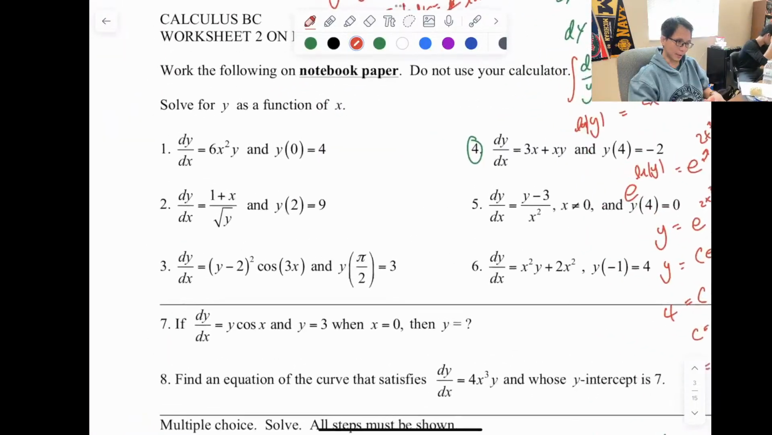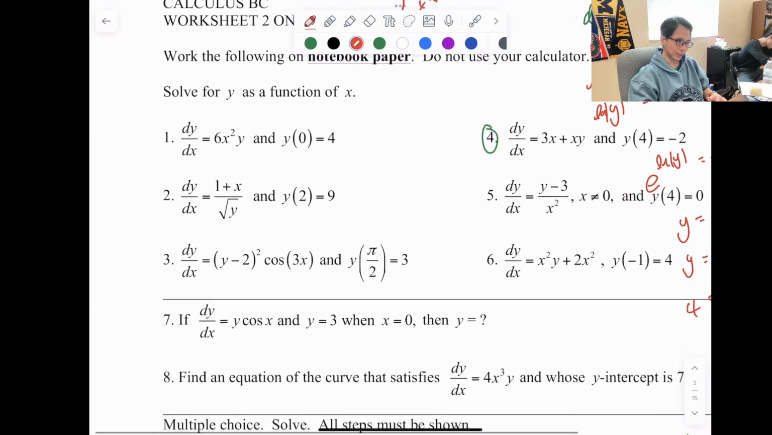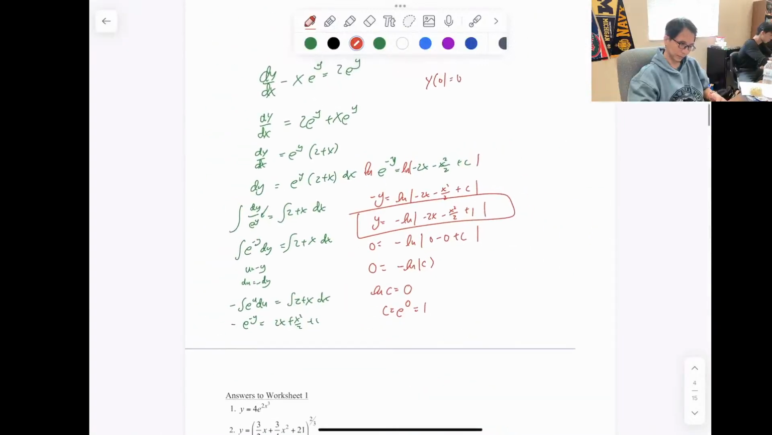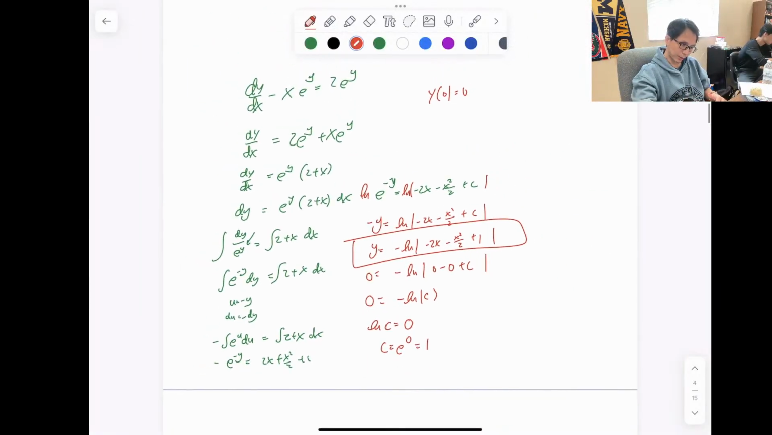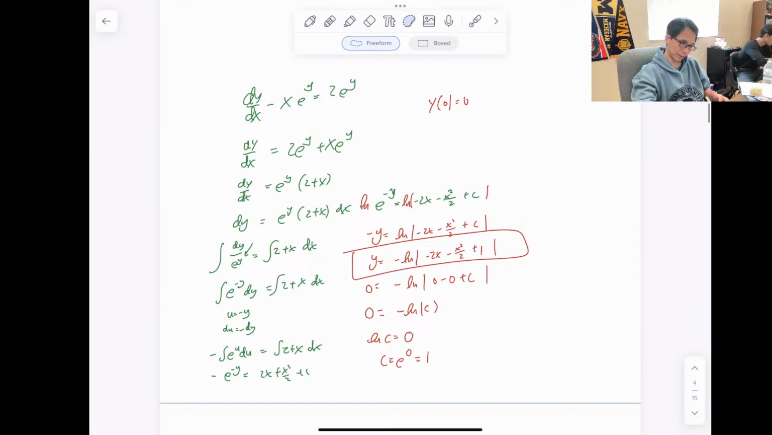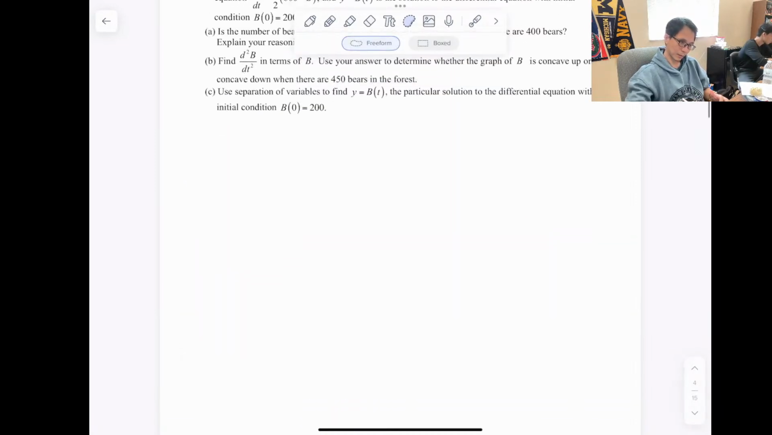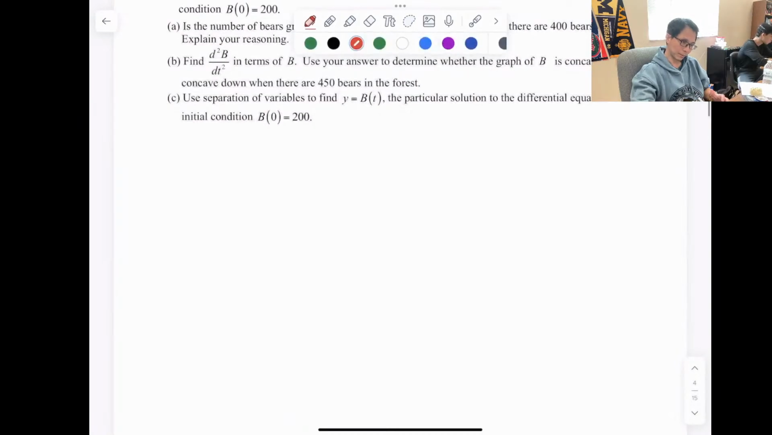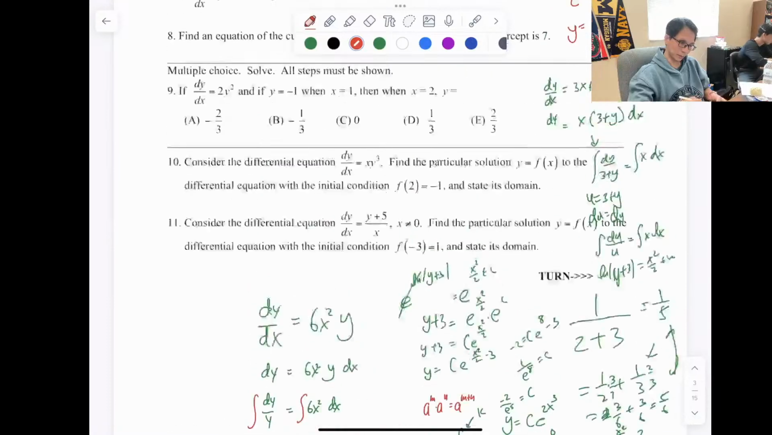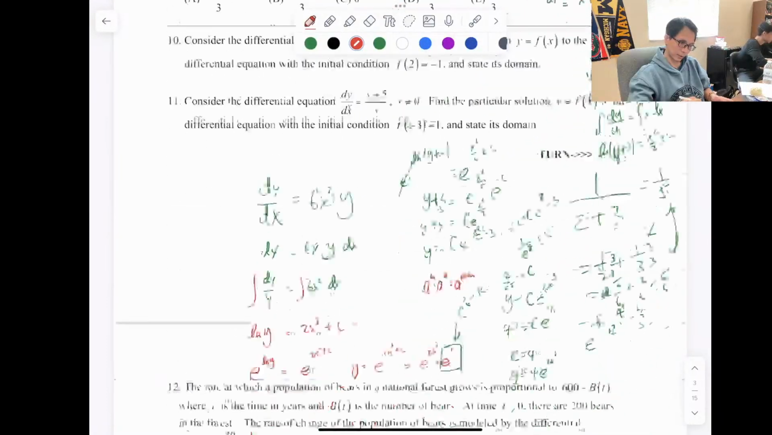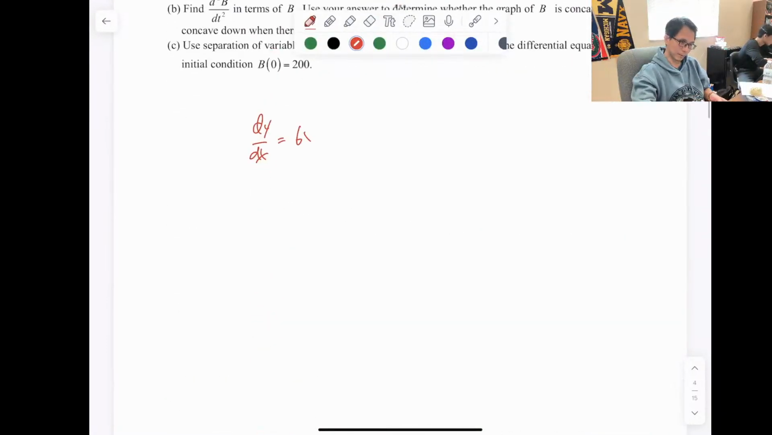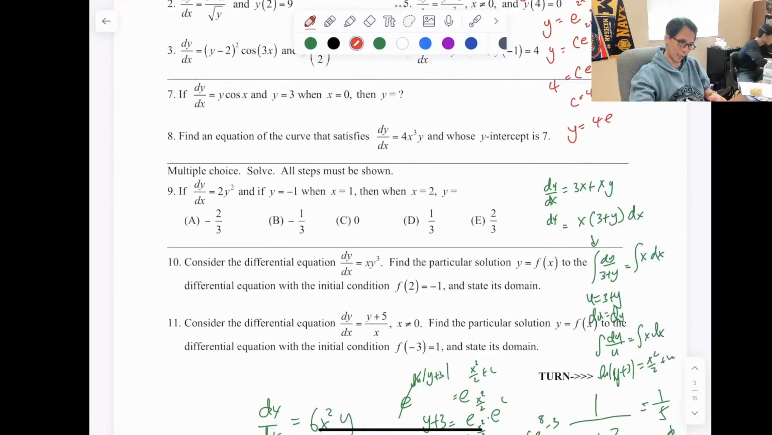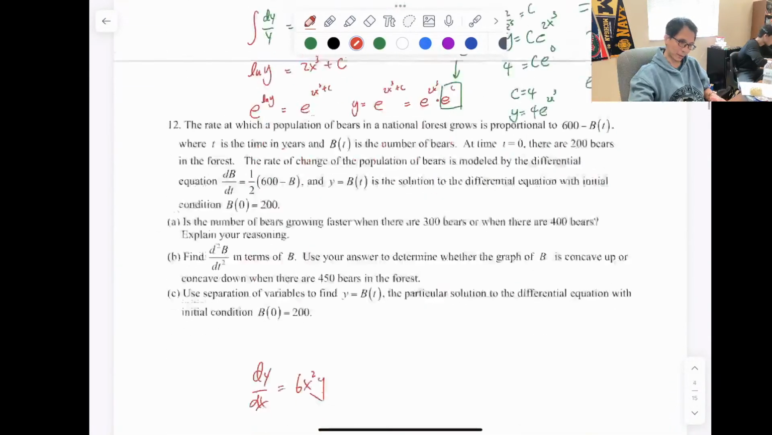So today's stuff is like this: dy dx equal to 6x squared y. If you need to take a picture of this, take a picture of this. Make sure you understand them. dy dx is equal to 6x squared y. It looks very innocent. And y of 0 is equal to 4.